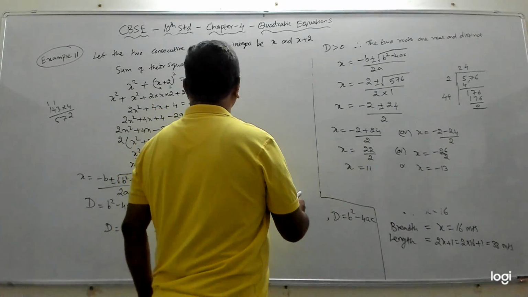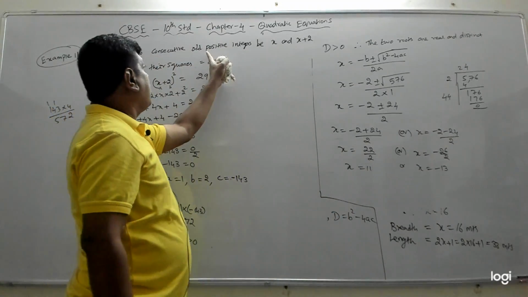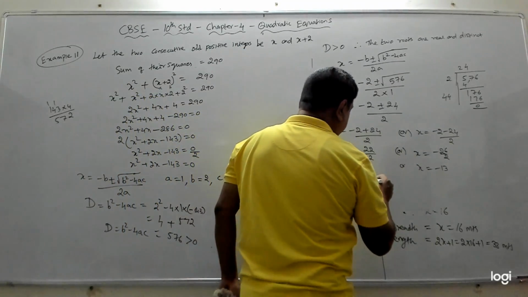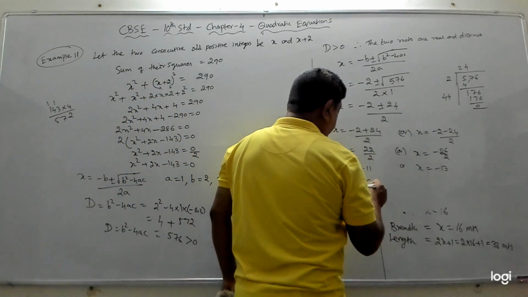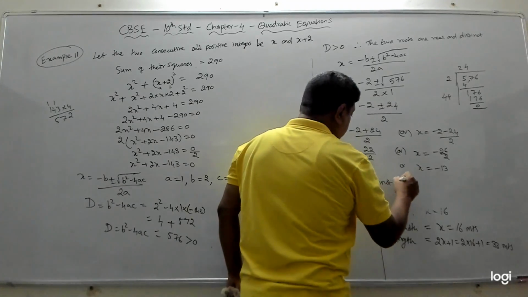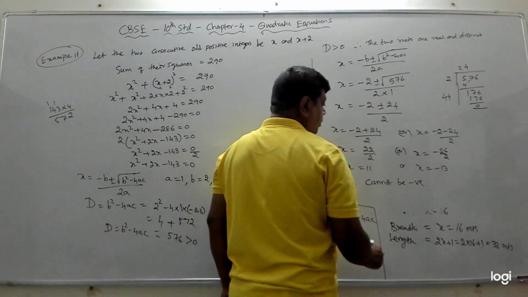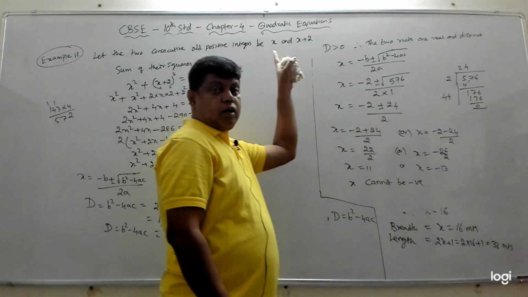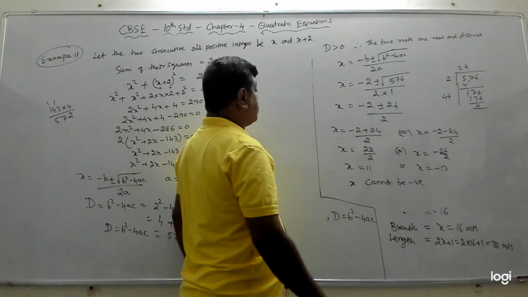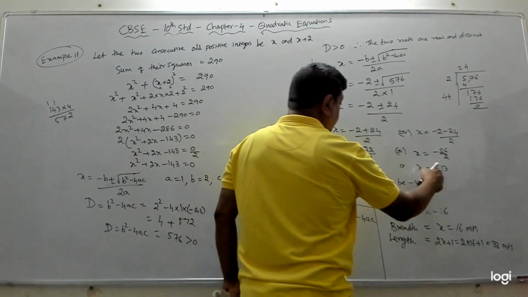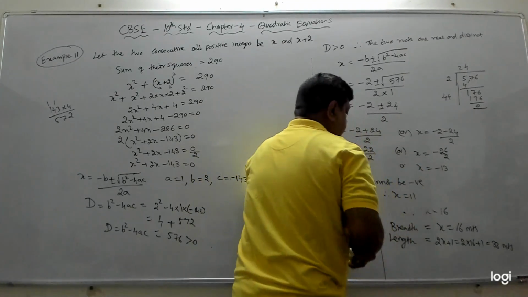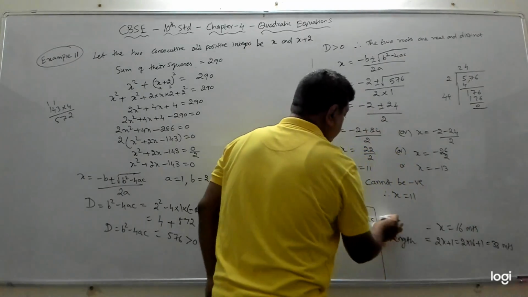But x is what? X is an odd positive integer. So x cannot be negative, which means we cannot take this value because x is a positive integer, an odd positive integer. Therefore, x should be what? Therefore, x is equal to 11.